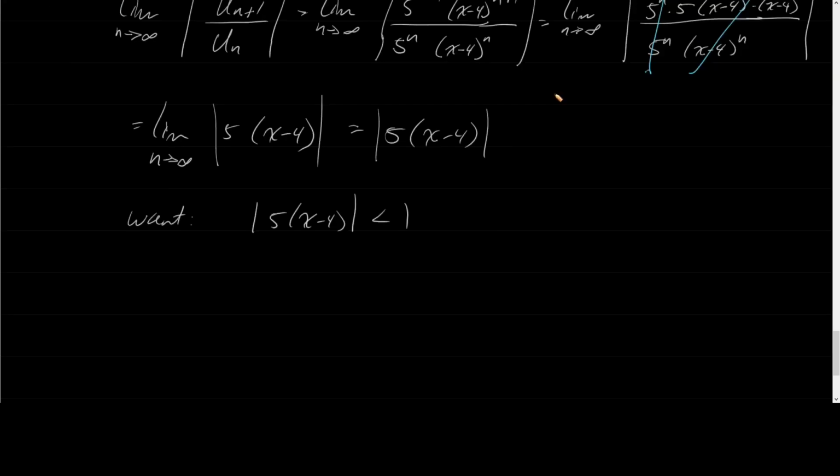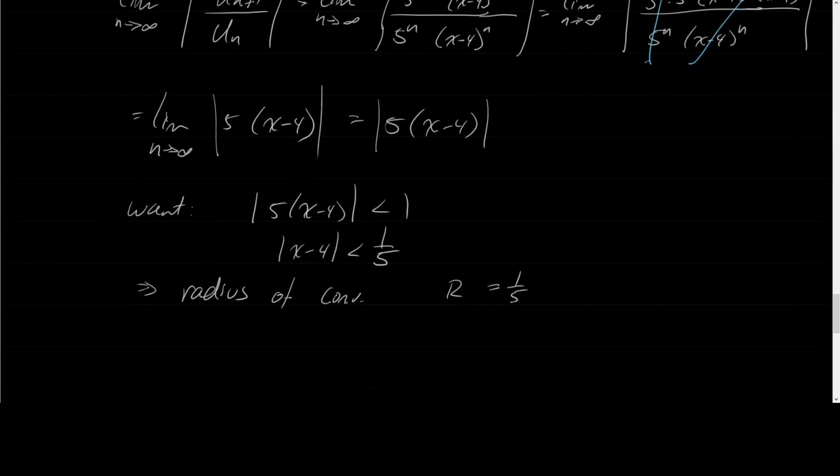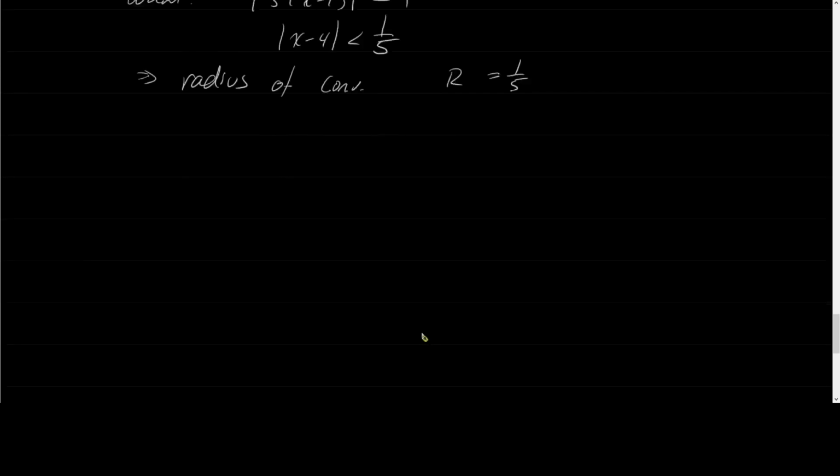So how do we do that with this? Well, we need to get rid of this 5, so I'm going to divide both sides by 5. So I have the absolute value of x minus 4 is less than 1/5. At this point, this tells us that the radius of convergence R is 1/5. All right, cool. Next one, example C.